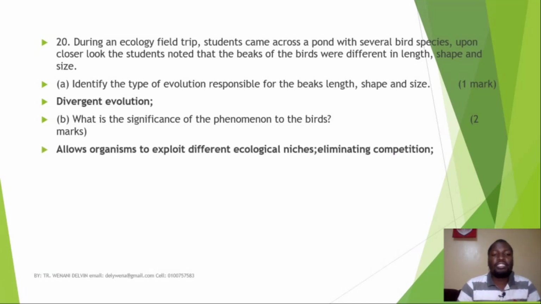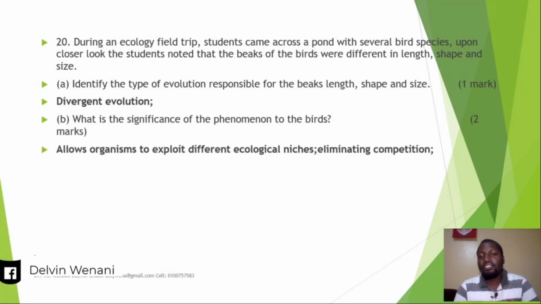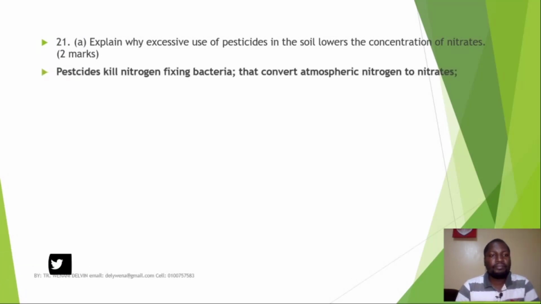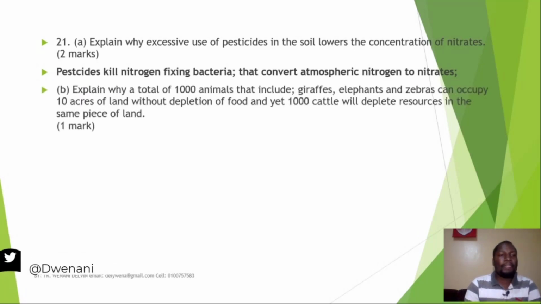What is the significance of this phenomenon to the birds? This one allows organisms to explore different ecological niches and eliminate competition. Now, explain why excessive use of pesticides in the soil lowers the concentration of nitrates. Pesticides kill nitrogen-fixing bacteria that convert atmospheric nitrogen to nitrites.